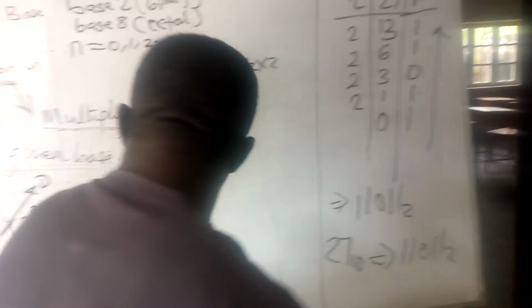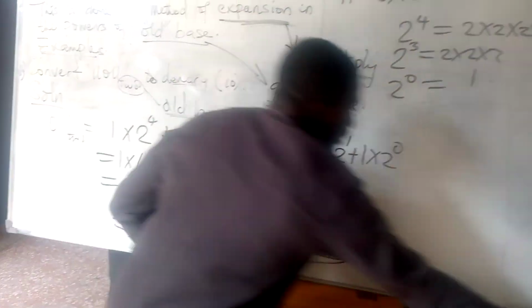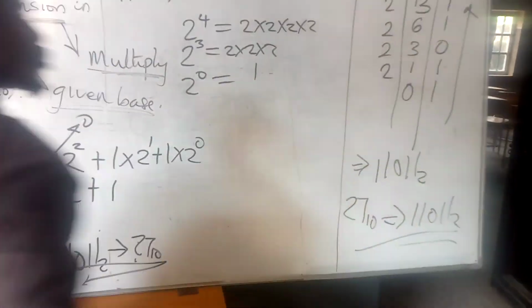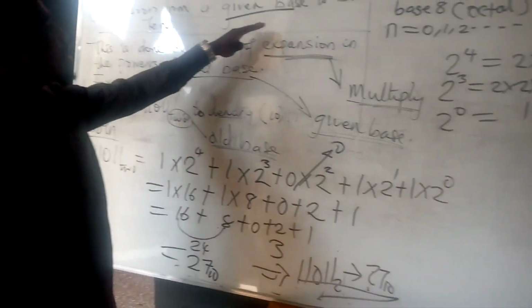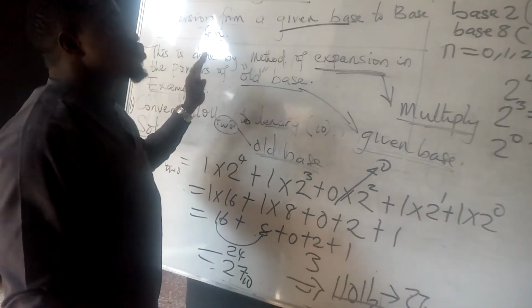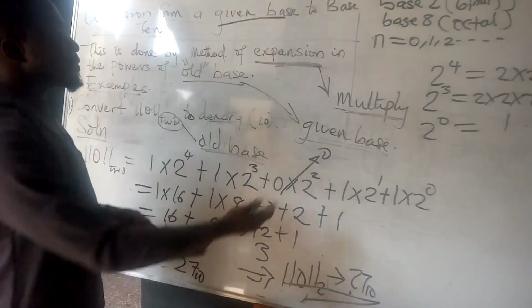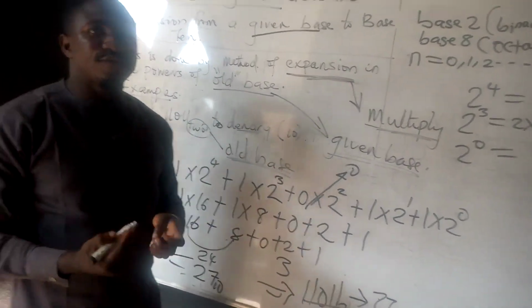Don't forget, when we converted this again, look at what we have. So this and this is correct. So this is how to convert from a given base to base 10. To do this, you do it by expansion, by multiplication, by the old base which is being given to you.